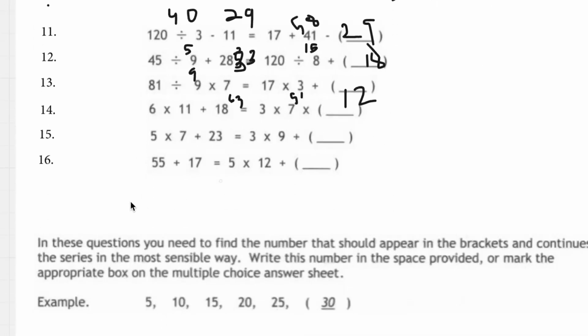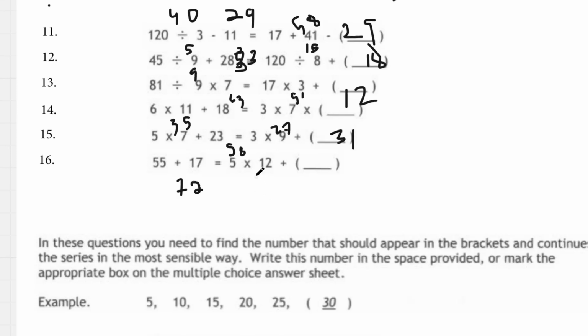Scroll down. 15 will be 35, plus 23 will be 58, and then we get 27 plus 31, which will be 58, and then 16, 55 plus 17 is equal to 72. Then 5 times 11 is 60, plus 12 will be 72.